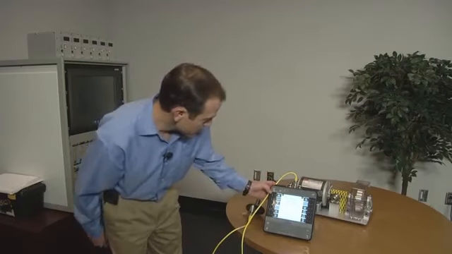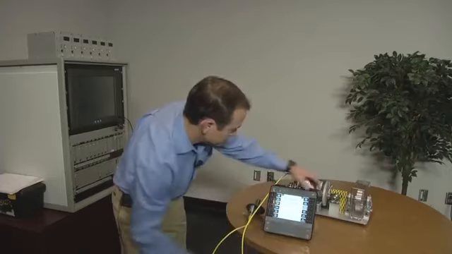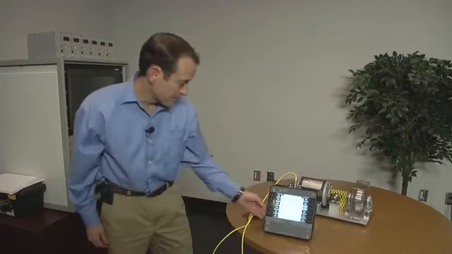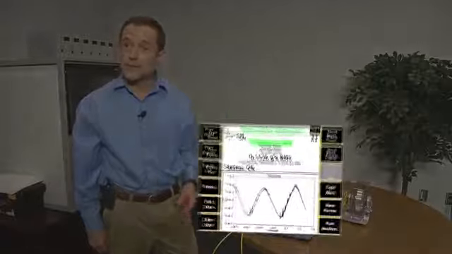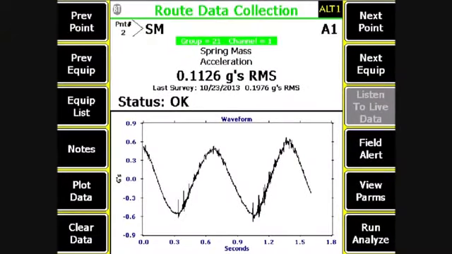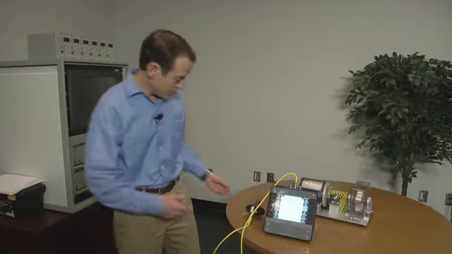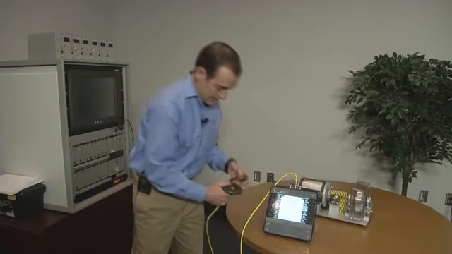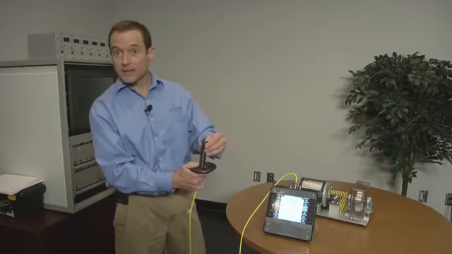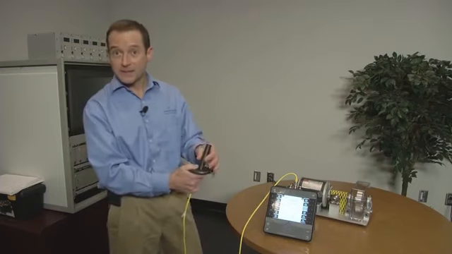The second point is acceleration. Acceleration refers to force on the machine. And the difference on this plot is that you still see it's very sinusoidal, but you're starting to pick up actual impacts that are riding along the sine wave. And what these are caused by is the spring actually rubbing against the mass.